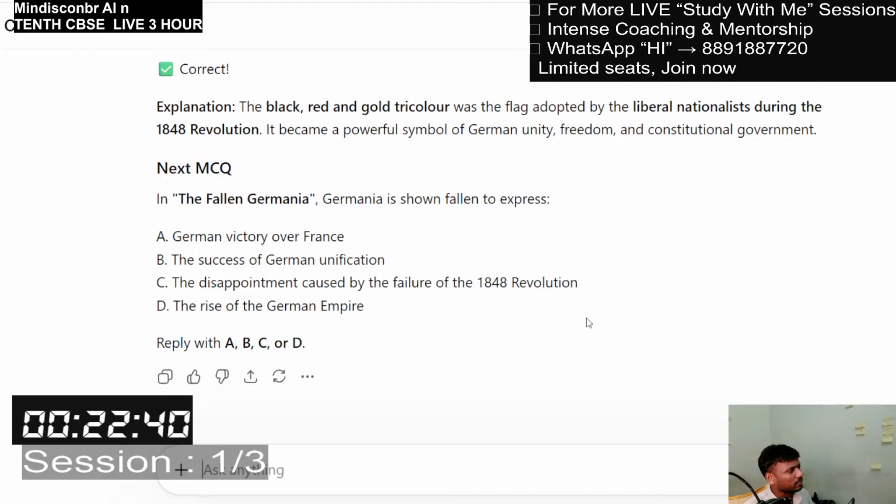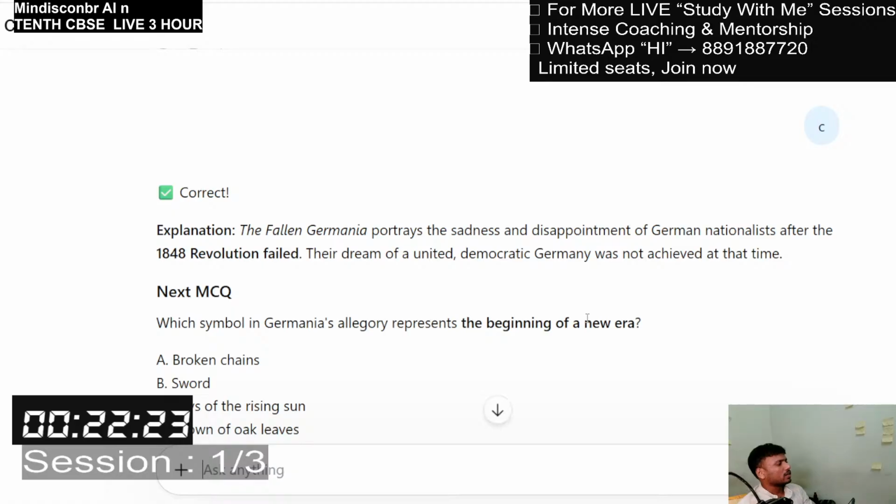In The Fallen Germania, Germania is shown fallen to express disappointment caused by the failure of the 1848 revolution. The painting portrays the sadness and disappointment of German nationalists after the 1848 revolution failed. Their dream of a united, democratic Germany was not achieved at that time. Which symbol in Germania's allegory represents the beginning of a new era?